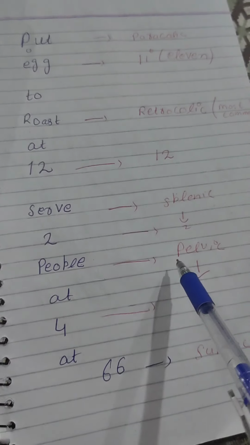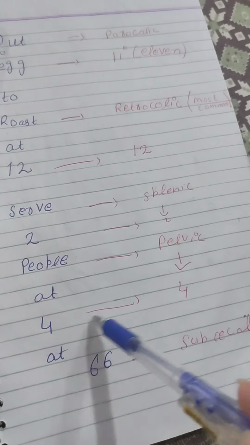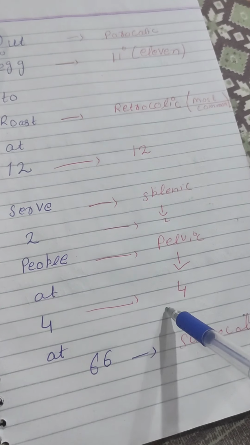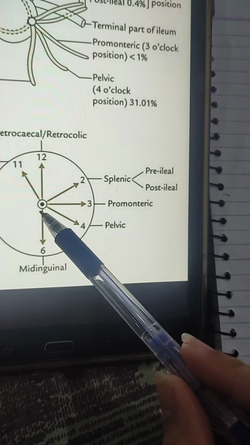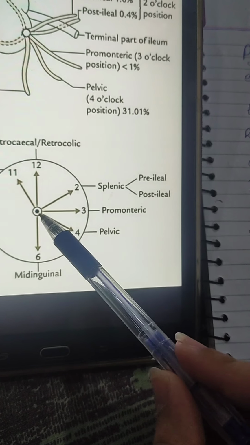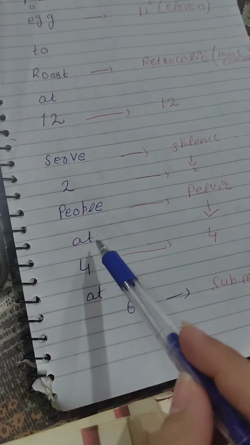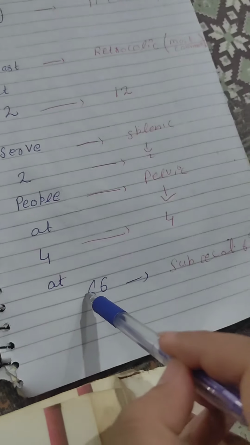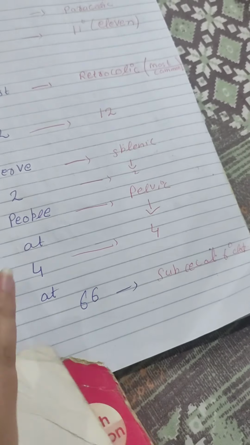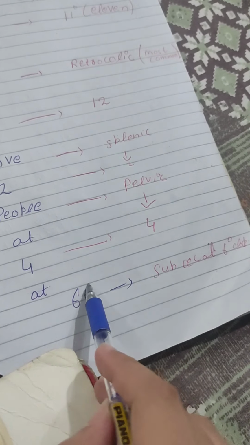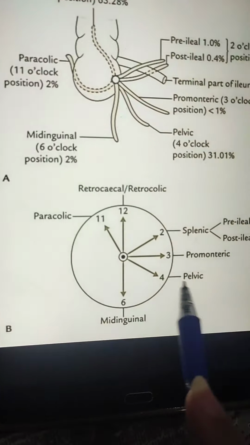After that you will see that serve 2 people at 4. Then P is for pelvic at 4. Pelvic will be 4 o'clock position. If it is pointing towards the pelvic side, that is going to be 4 o'clock position. Then comes serve 2 people at 4 at the cost of 66. So 66, you can say that 6 is for subcecal position at 6 o'clock position. So subcecal at 6 o'clock position.